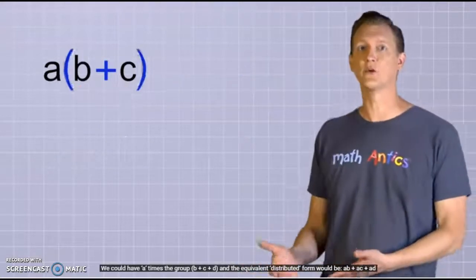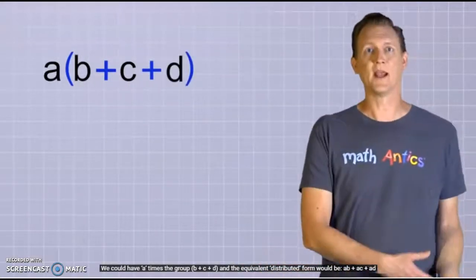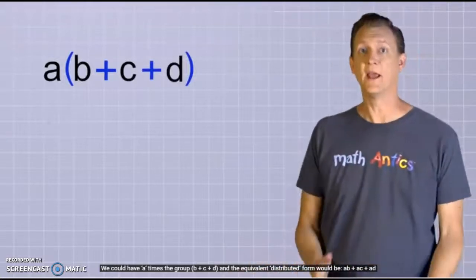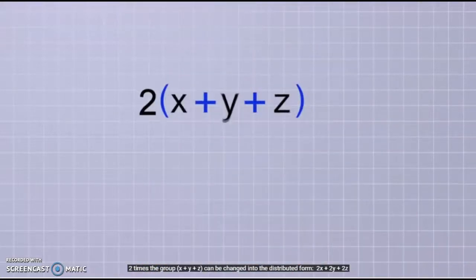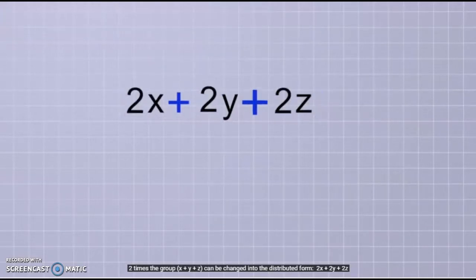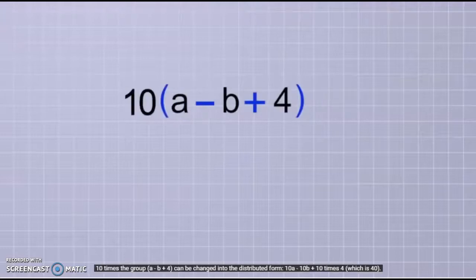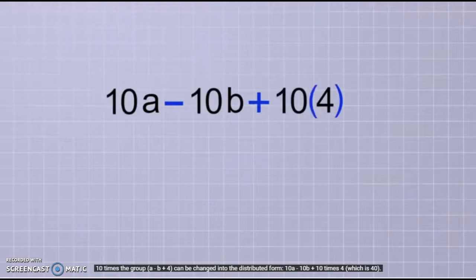We could have a times the group b plus c plus d, and the equivalent distributive form would be ab plus ac plus ad. Here's a few quick examples that have a combination of numbers and variables to help you see the patterns of the distributive property. 2 times the group x plus y plus z can be changed into the distributive form 2x plus 2y plus 2z. 10 times the group a minus b plus 4 can be changed into the distributive form 10a minus 10b plus 10 times 4, which is 40.